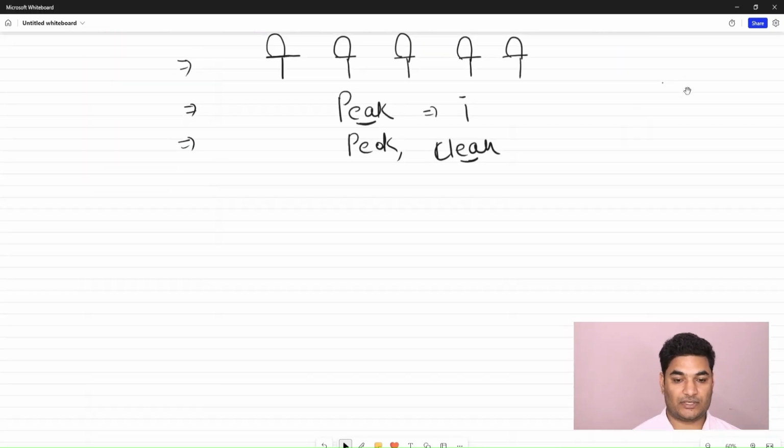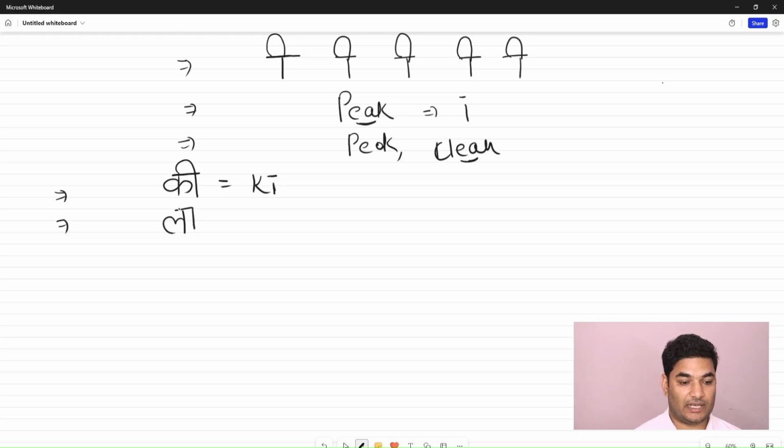Now let's make the combinations. E, long E, with K, it will be like this. Key, right, key always like this with the dash above the letter I. With L, it will be written like this. With P, it will be written like this.